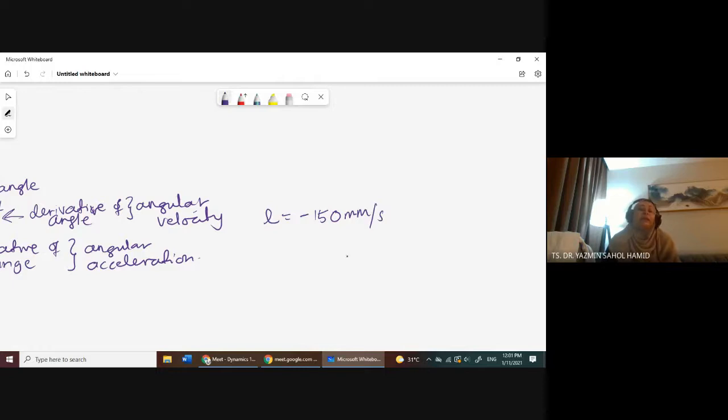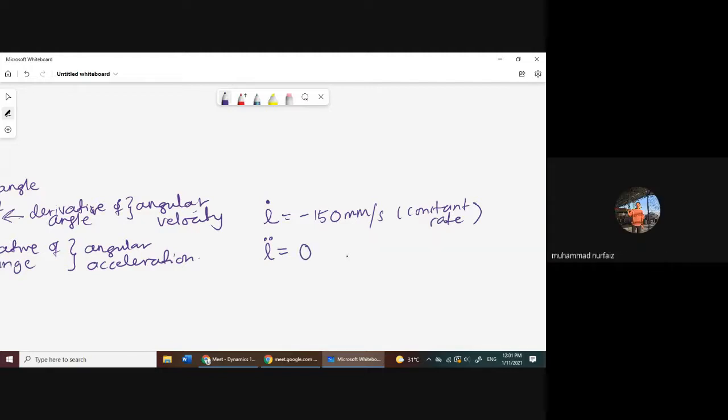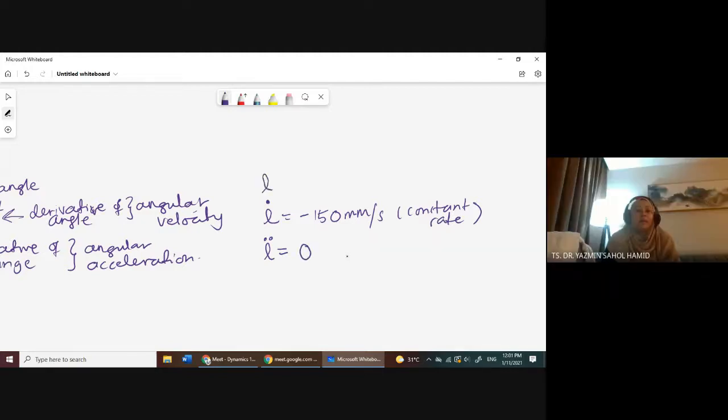And when it says decreasing at the rate of negative 150 millimeter per second, this is our L dot. It also says constant rate. So when your length is decreasing at a constant rate, what is your L double dot? Zero. Okay, but how about L?